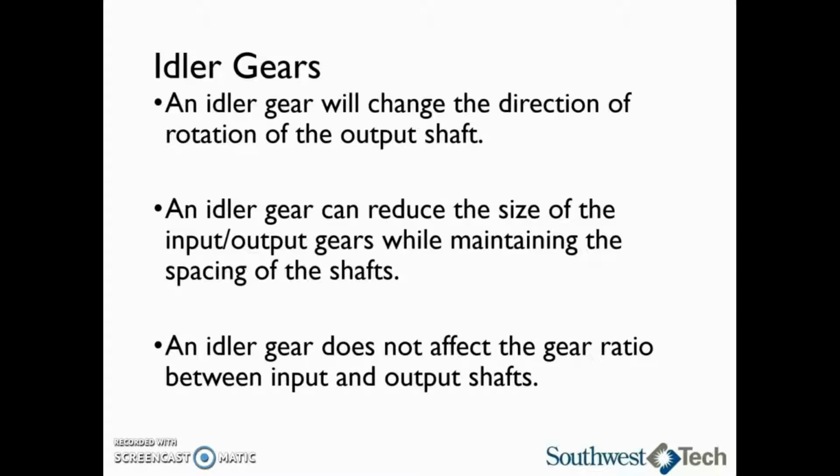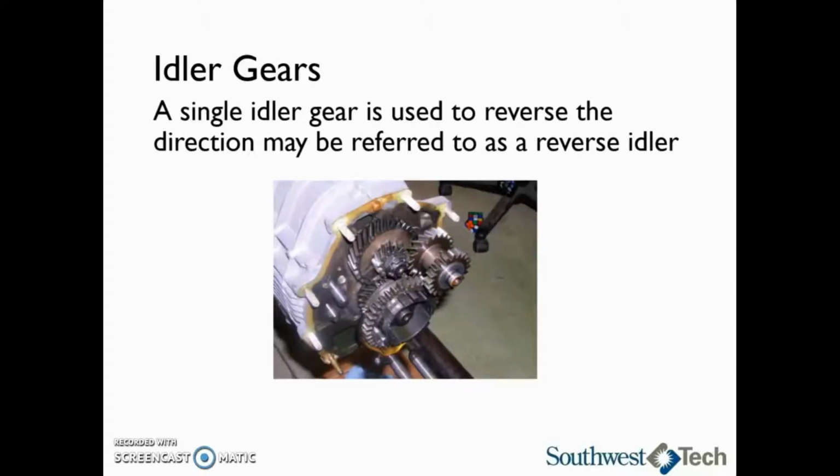Only the number of teeth between the first and last gear in a gear train affects the gear ratio, as long as the teeth on all of the gears mesh. A single idler gear can be used to reverse the direction, and this is referred to as a reverse idler. Manual transmissions engage the reverse gear by inserting a reverse idler between two gears.